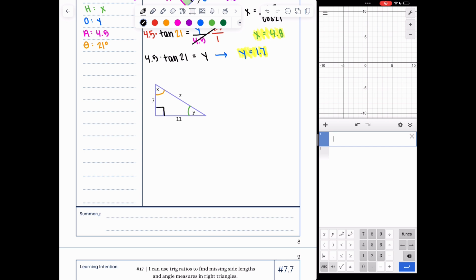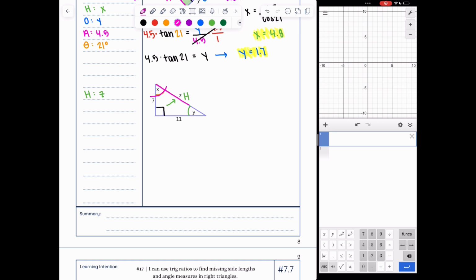If you wanted to, you could use the Pythagorean theorem to solve for the hypotenuse because you know the length of two of the legs, so you could do a squared plus b squared is equal to c squared. In this case, what you don't know is your hypotenuse. You know the other two legs, the 7 and the 11. So since the hypotenuse is the side that's opposite the right angle, z is your hypotenuse.